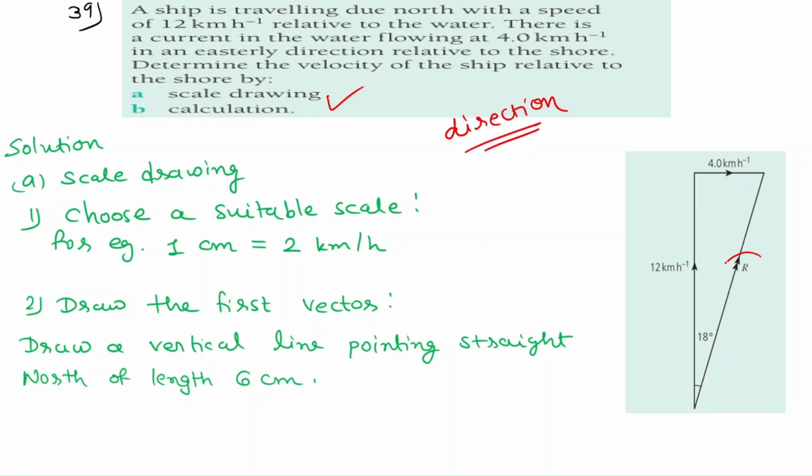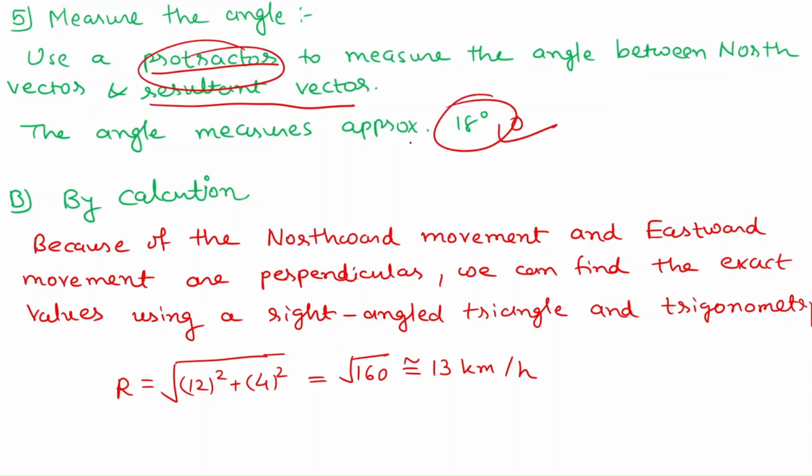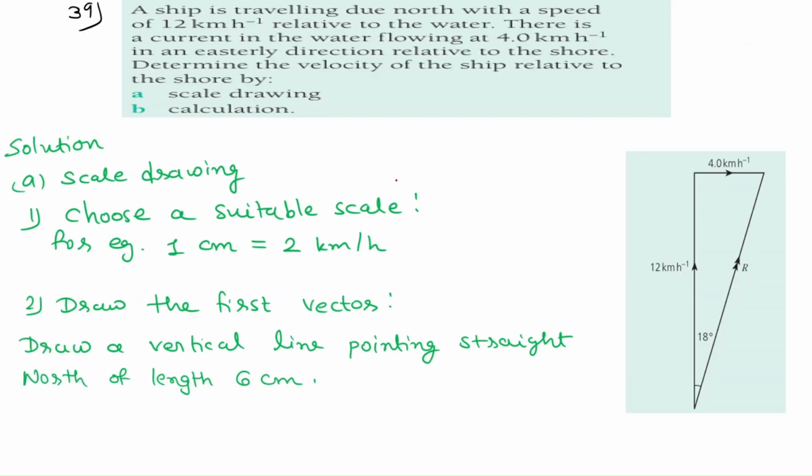So far we discussed the value of R, but we did not consider direction. So we have to consider direction. How do we find the direction? For direction, use a protractor to measure the angle between the north vector and the resultant vector. So use that instrument and you get a result of 18 degrees. Now this is all about scale drawing.